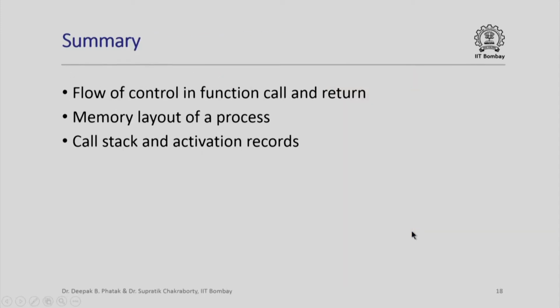So in summary, in this lecture we looked at flow of control in function calls and returns. We looked at how memory is laid out for a running program, which is also called a process, and we saw the use of call stacks and activation records in function calls and returns.